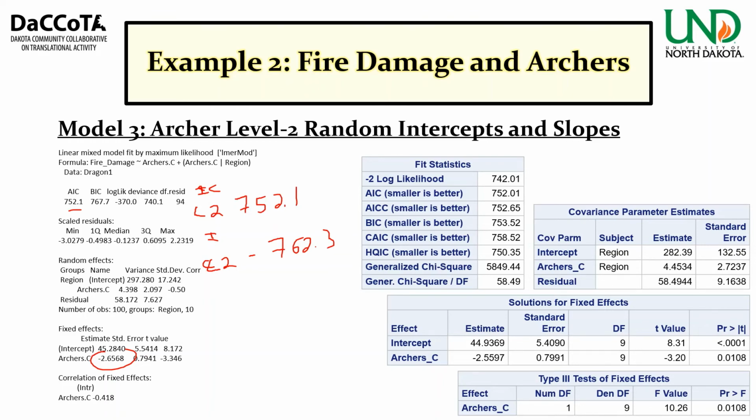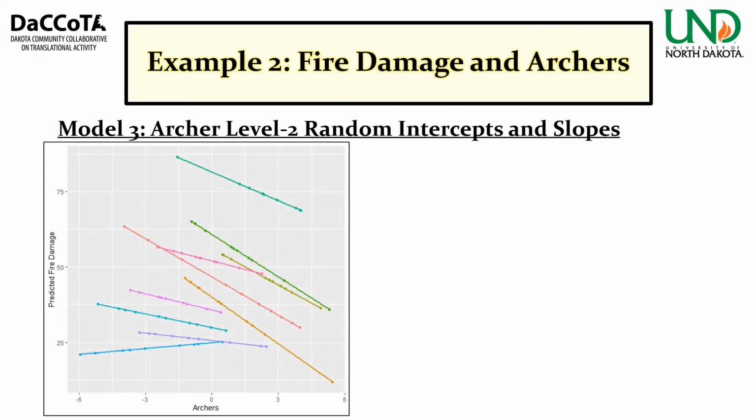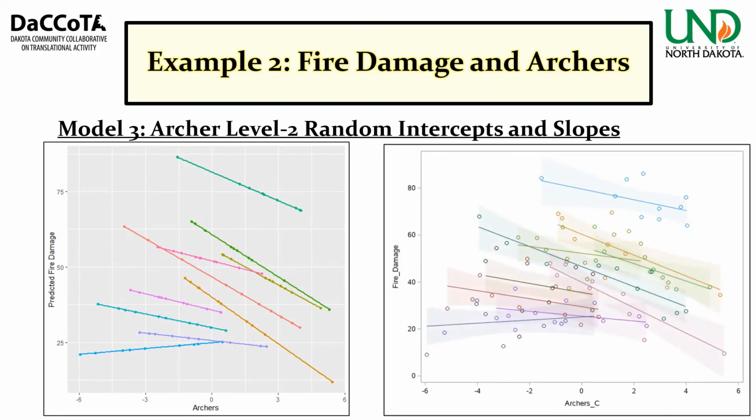And we can see here, oh yeah, the slopes are significantly different. You can see that in some regions, archers had a fairly weak effect, even possibly a positive effect. But in other regions, there's a really strong effect coming out here: the more archers, the more quickly damage was reduced.